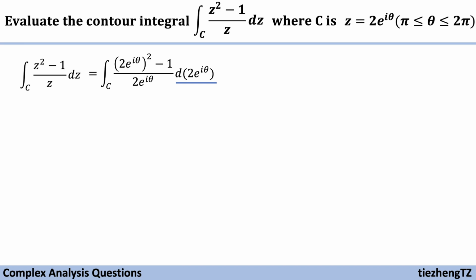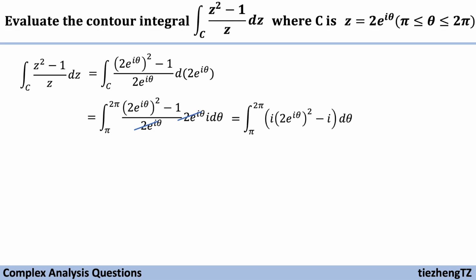And we know theta is from pi to 2 pi, so the given integral can be rewritten as the integral from pi to 2 pi of (z squared minus 1) over z times 2 times e to the power of i theta times i d theta. So in this step we changed the dz into an expression in d theta. And these two items can be cancelled, so this integral can be rewritten as the integral from pi to 2 pi of i times (2 times e to the power of i theta squared minus i) d theta.